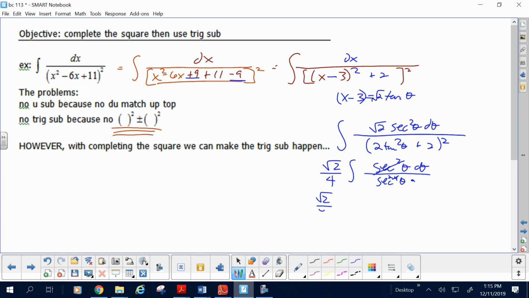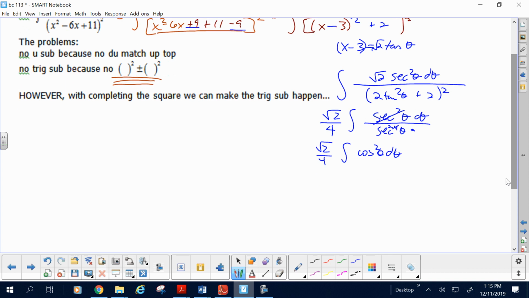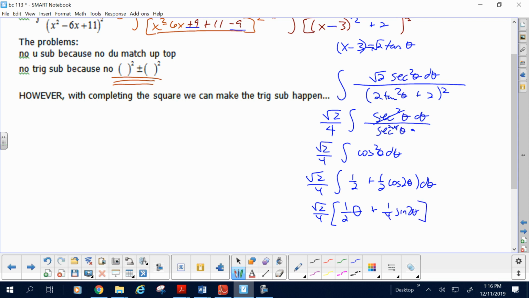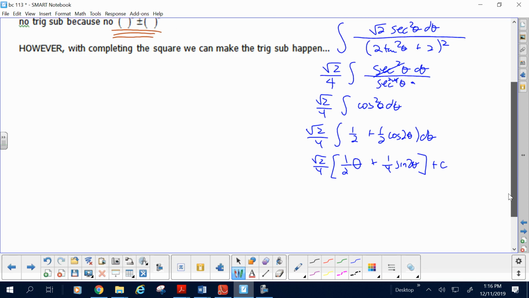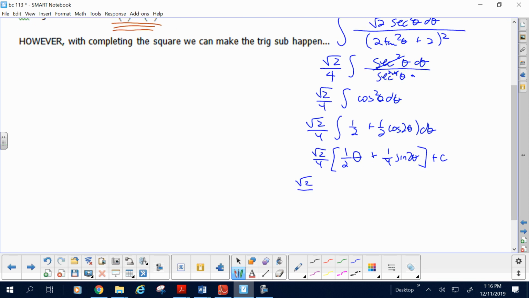How do I deal with that integrand? Cosine squared. How do I deal with that? 1/2 plus 1/2 cosine of 2 theta d theta, the antiderivative of which is 1/2 theta plus 1/4 sine of 2 theta plus c. Am I done? No. We need to sub back.